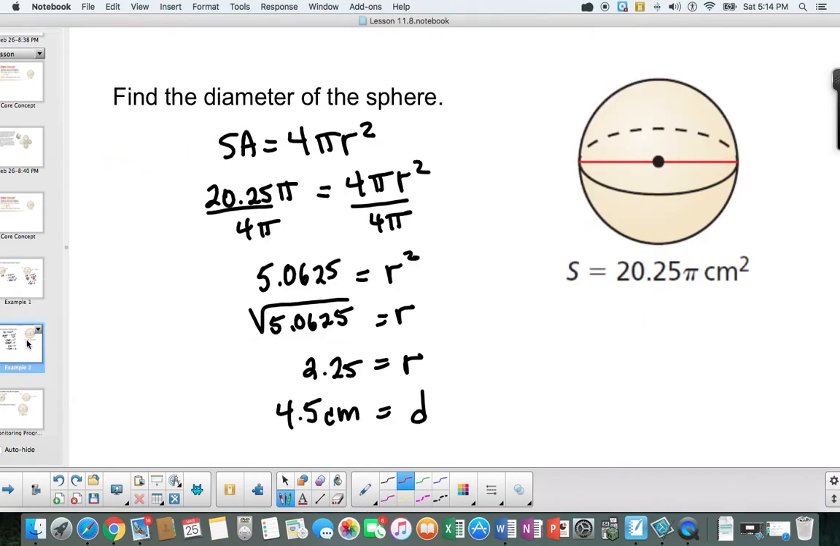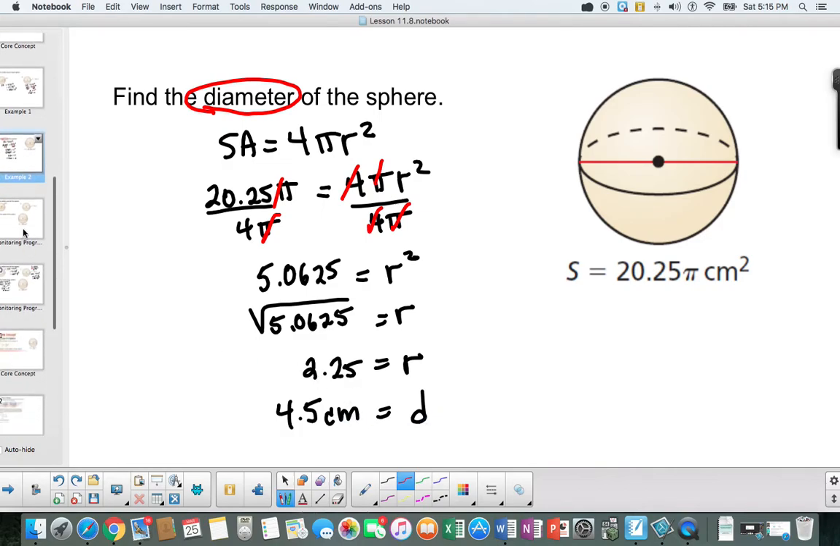Here's another problem where I'm asked to find the diameter. I write out the formula, I write down the surface area, 4 pi r squared, and go ahead and do some reducing. When 4 goes into here, it's 5.0625. Take the square root of that, we get 2.25. But remember, the question asks for the diameter. So don't forget to double the length of the radius to get your diameter.